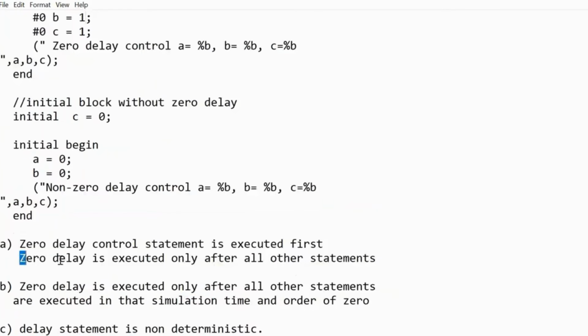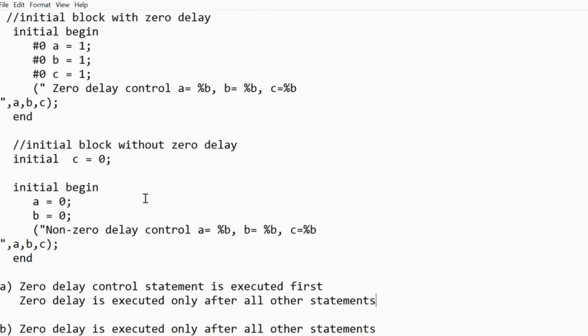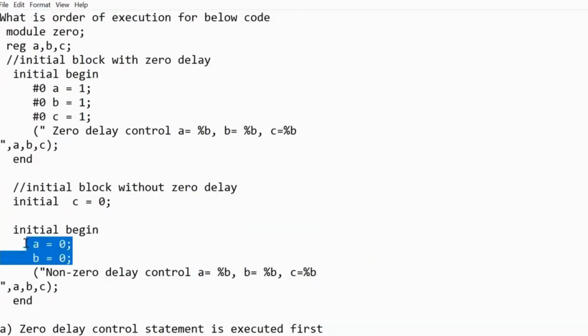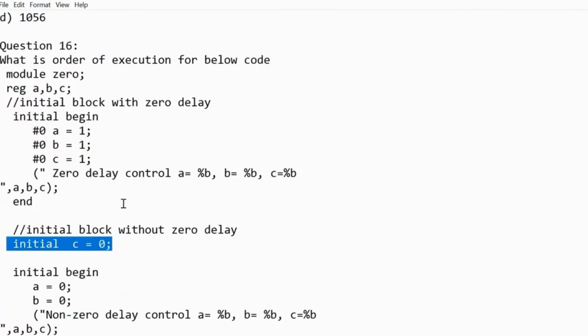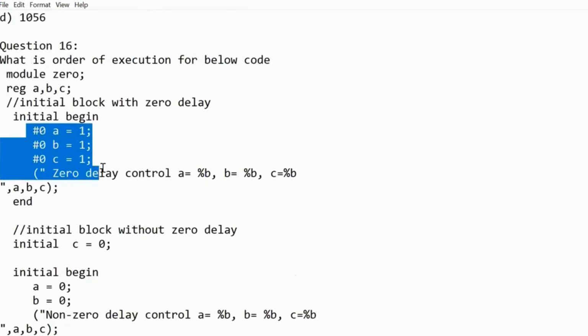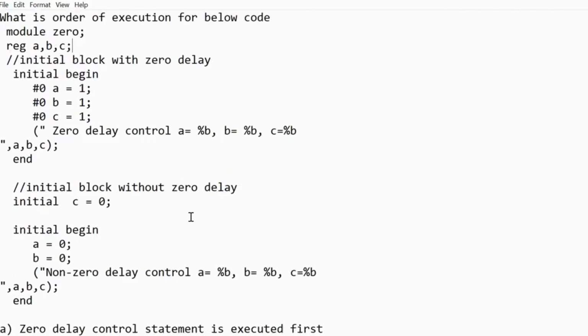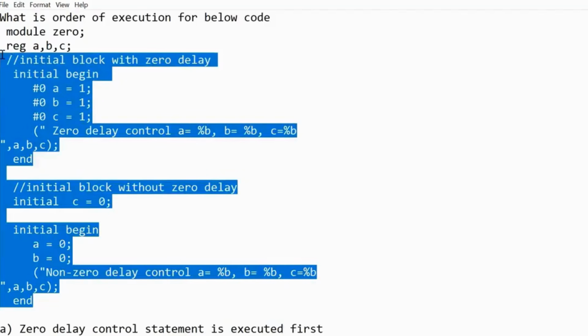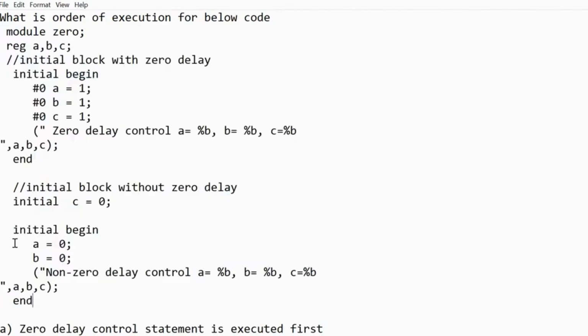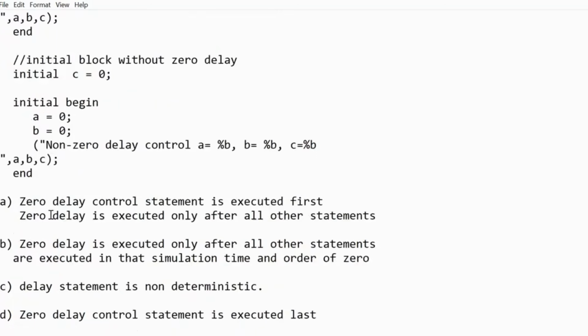Do 0 delay statements get executed first, or otherwise the non-zero statements get executed first, then 0? Can you try this simulation? Then we can understand which statements will be printed. Yes, ma'am, I will share this code in the group. Just try and let me know which statements are executing first. Then we can confirm one of the options.